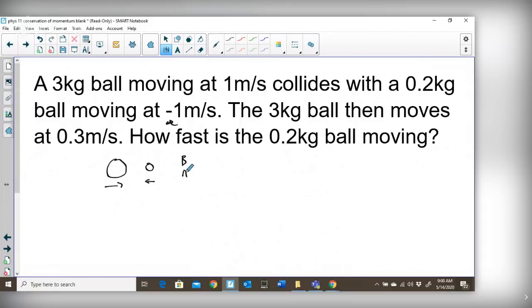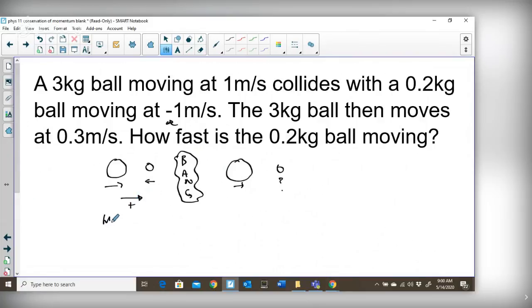Then we have a bang. And we know that our large ball continues on with a smaller velocity, and then we have our smaller ball, and that's what we don't know. So these two are moving towards each other, and what sort of motion do we have afterwards? So you can see that in essence, we're saying this direction is going to be positive.